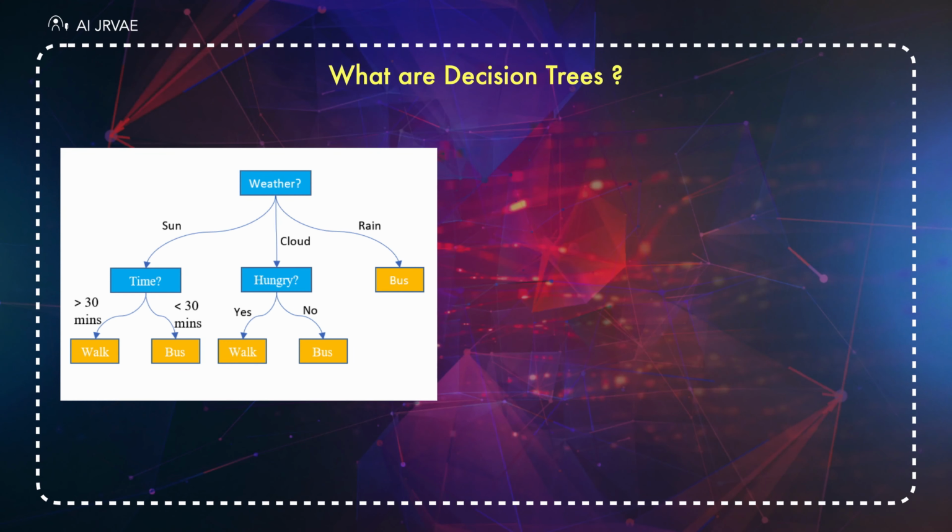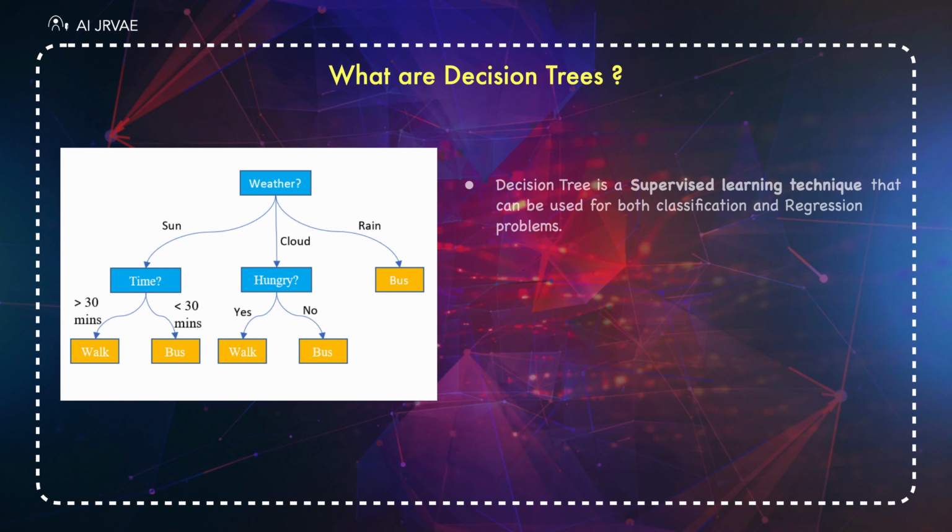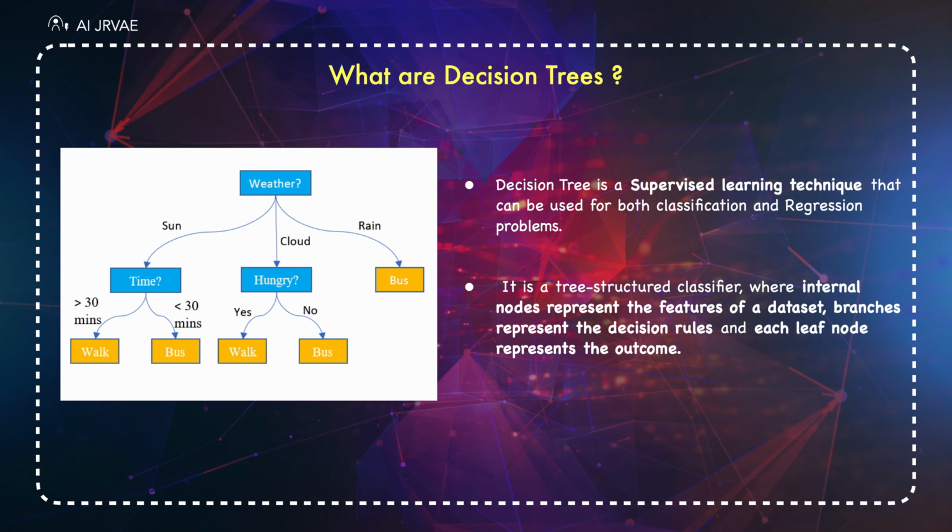What are decision trees? A decision tree is a supervised learning technique that can be used for both classification and regression problems, but mostly it is preferred for solving classification problems. It is a tree-structured classifier where internal nodes represent the features of a dataset, branches represent the decision rules, and each leaf node represents the outcome.